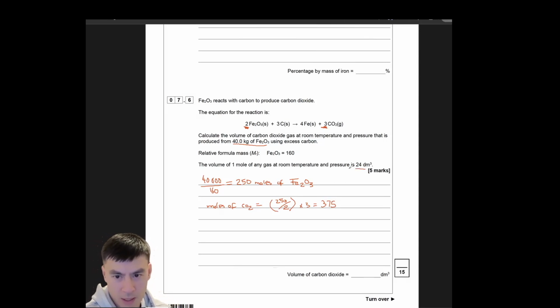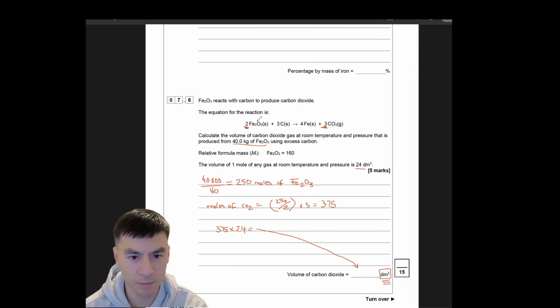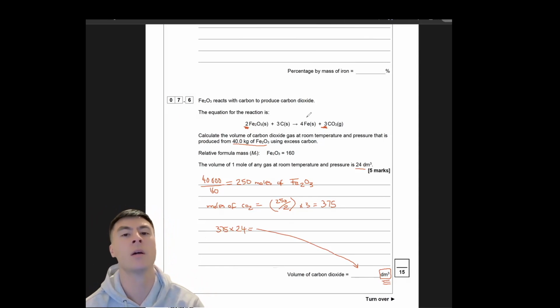Remember, most times the gas constant equals the volume. What does it want? dm³, so we don't need to times 24,000. 375 times 24. OK, so this is the answer. Leave it in dm³, remember 1 mole. Use your mole equations, 1 mole, 1 molar ratio. Question 8.